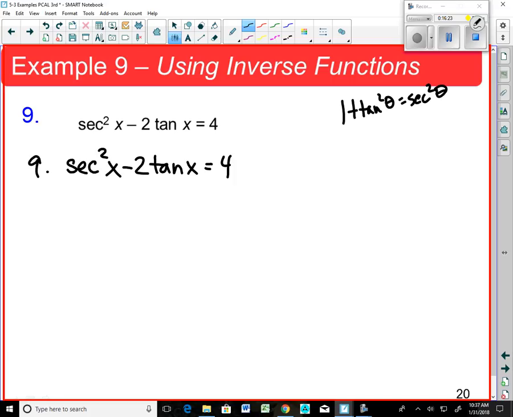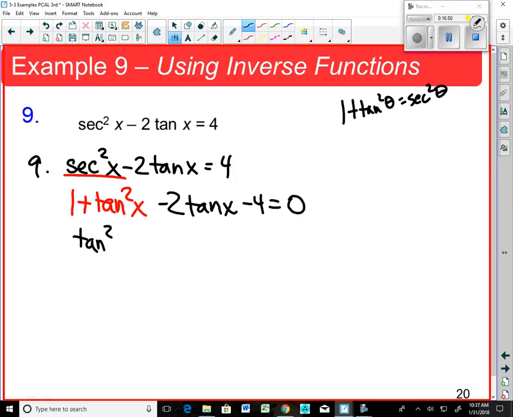So I'm going to change this into 1 plus tangent squared x, minus 2 tangent x. And is it okay if I just move that 4 over at the same time? So I'm going to subtract 4 from both sides. Minus 4 equals 0. Now I'll clean it up a little bit. Tangent squared x minus 2 tangent x. And then I have a minus 4 and a plus 1, so minus 3 equals 0.